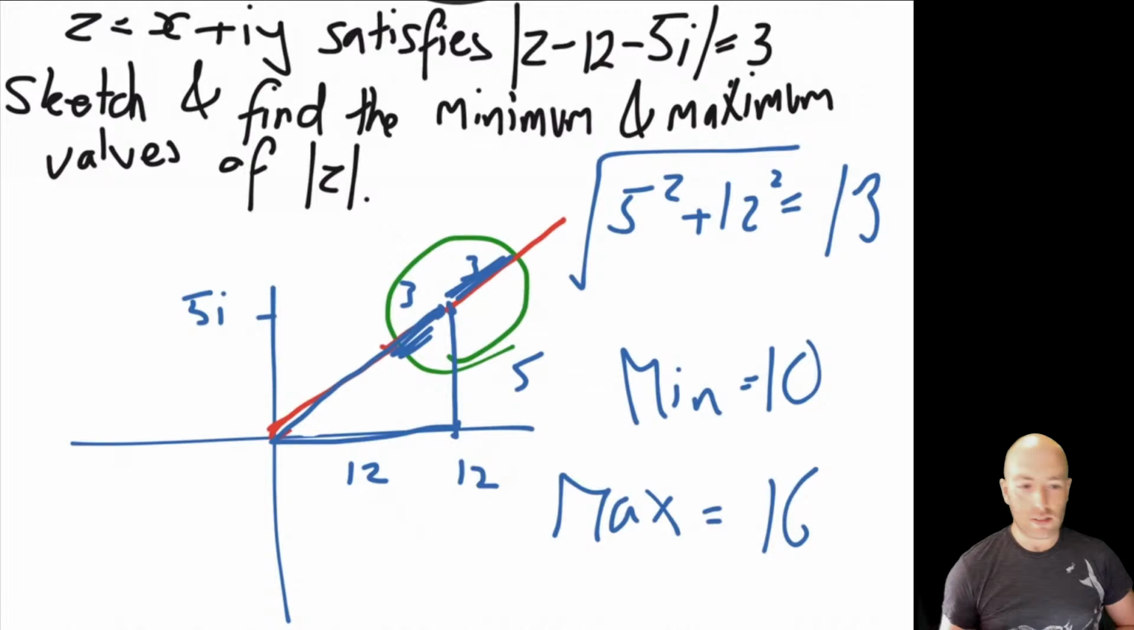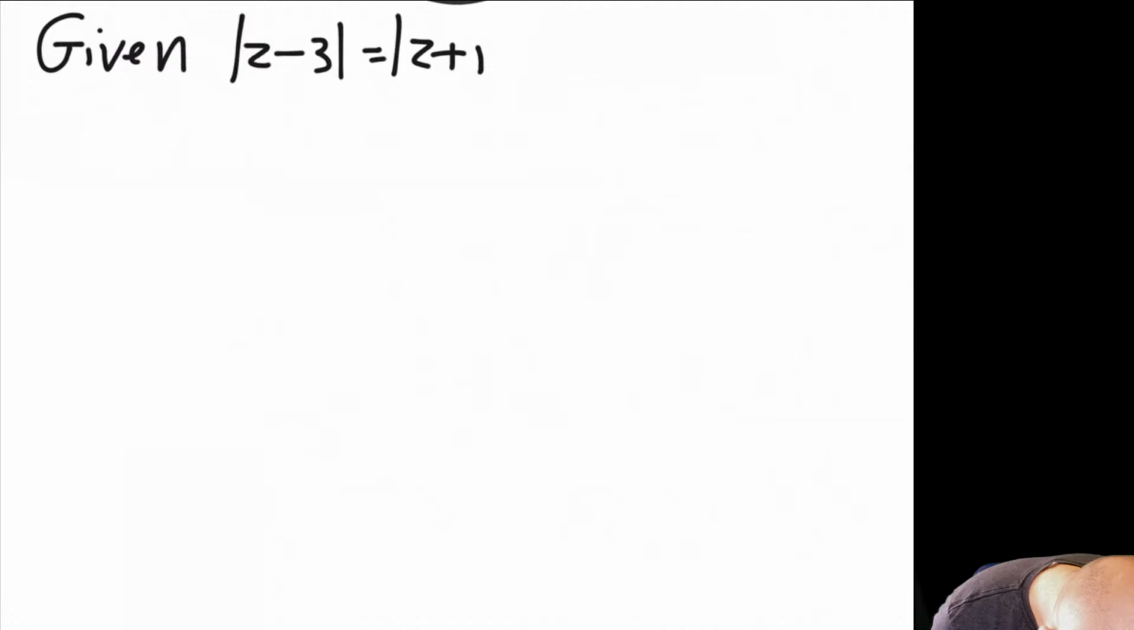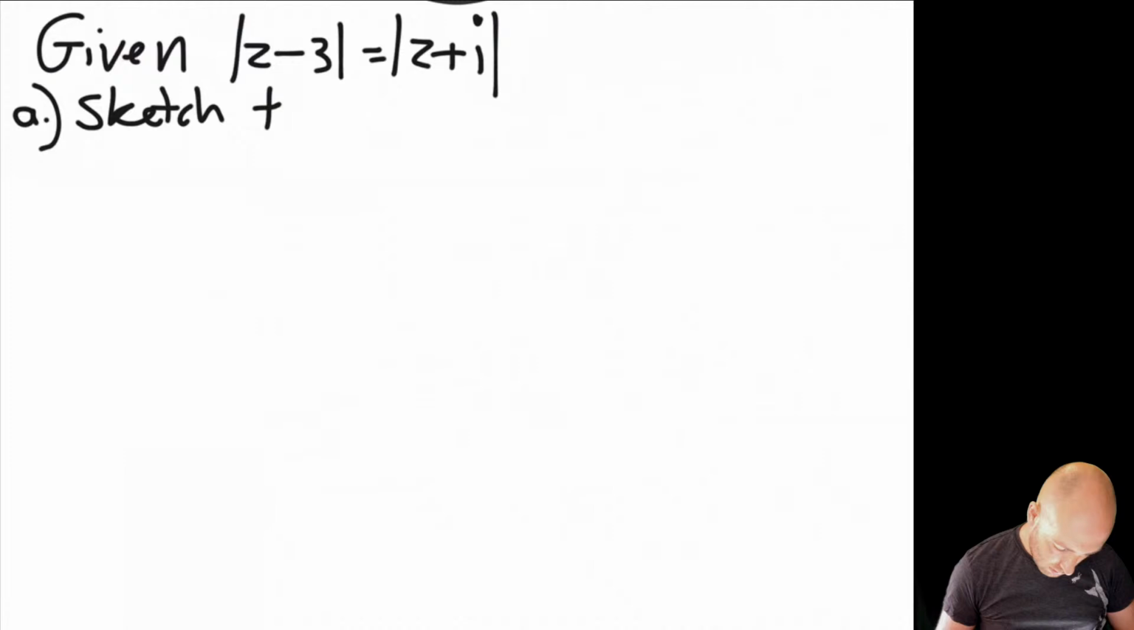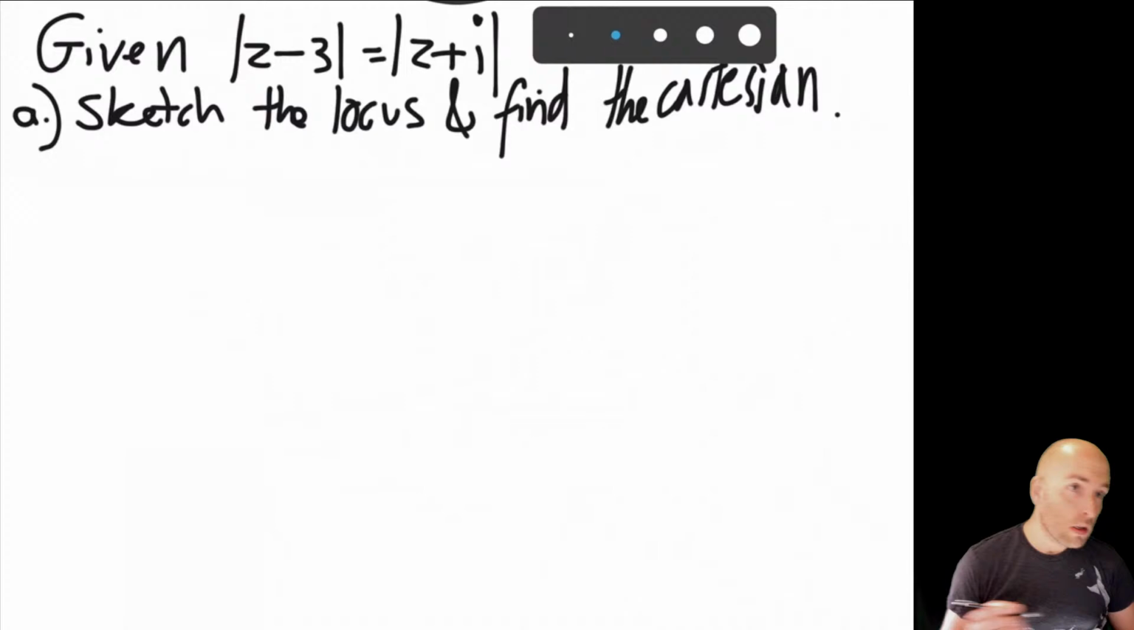All right, let's try and get one more done today, which is to do with the perpendicular bisector. Cool, right, can we write this one out? So given z minus 3 equals z plus, part A, sketch the locus and find the Cartesian, part B.